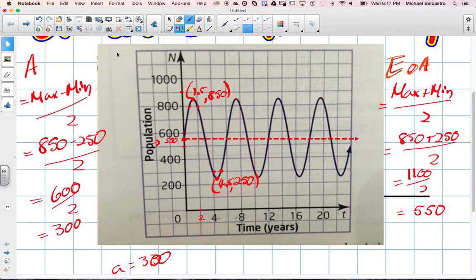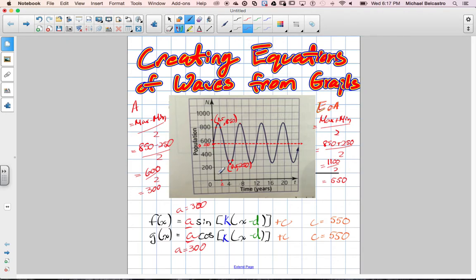To find the vertical shift, because that was the second question, I already had the amplitude. So I did the min, which was 250, plus 300. And I got 550. Was that just a coincidence? Or no, that's what you would end up doing.